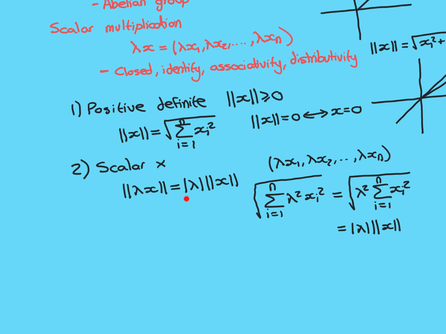So indeed, scalar multiplication does play nicely with our Euclidean norm on n-dimensional real vector space.